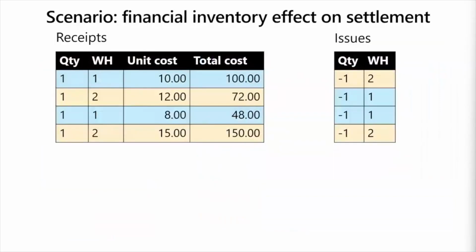So let's consider how inventory settlements are made when you use the financial inventory option on the storage dimension group for only the site. This example assumes that a single item is configured to use FIFO. The table on the left shows receipts from day one, and the table on the right shows issues on the next day. On the third day, we run the inventory close.